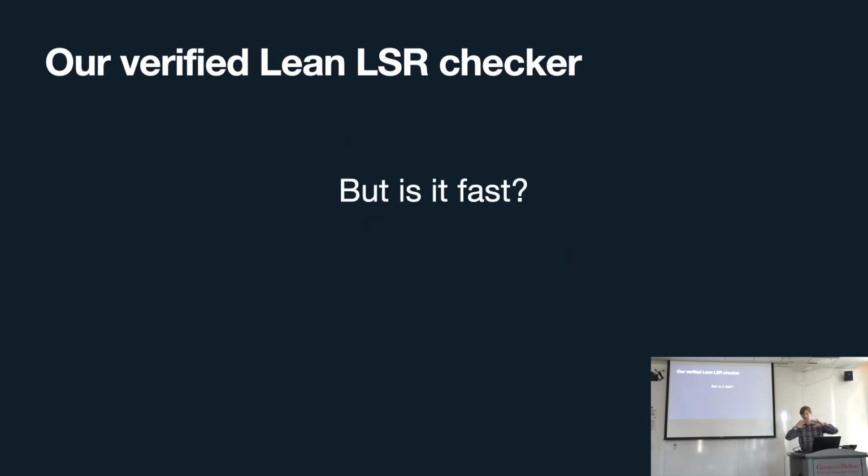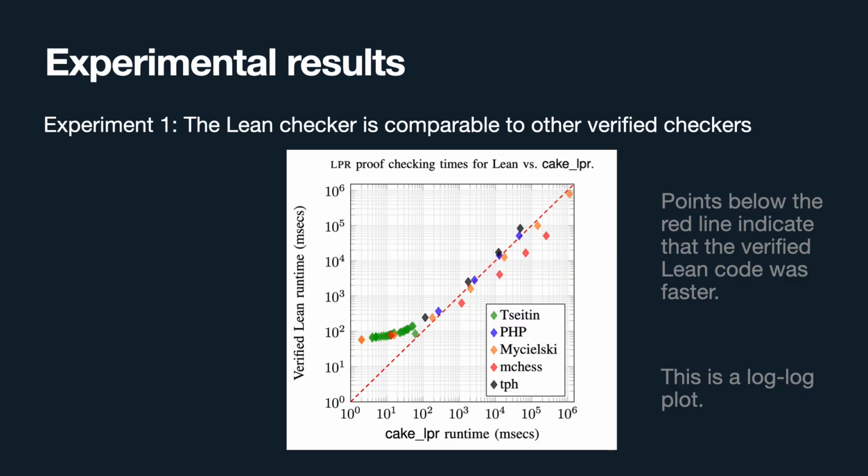So we implemented and verified this thing, but one question is, is it fast? And the answer is pretty much. We have some experimental evidence to show you. First experiment that we ran is to see whether the Lean checker is comparable to other verified checkers. This is sort of a good baseline because usually having verified software means sacrificing some performance that you would get from using unverified low-level code. And so if we perform well against other verified checkers, then that means that our Lean verification is on par with what other people are doing, perhaps in other theorem provers or other systems.